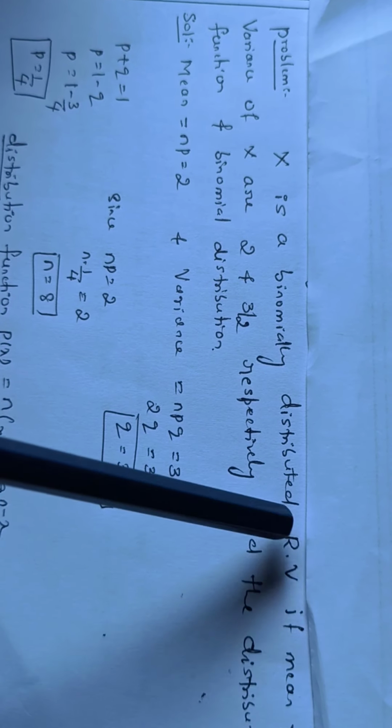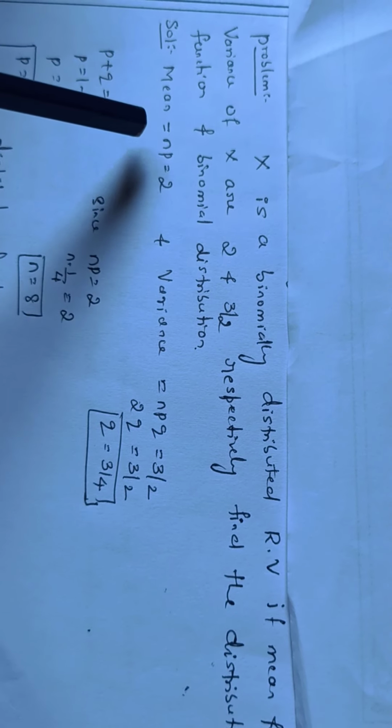Here we have the first problem for the binomial distribution. The problem is: x is a binomially distributed random variable. Here they have clearly mentioned that this is a binomial distribution problem. If the mean and variance of x are 2 and 3 by 2 respectively, find the distribution function and the binomial distribution.